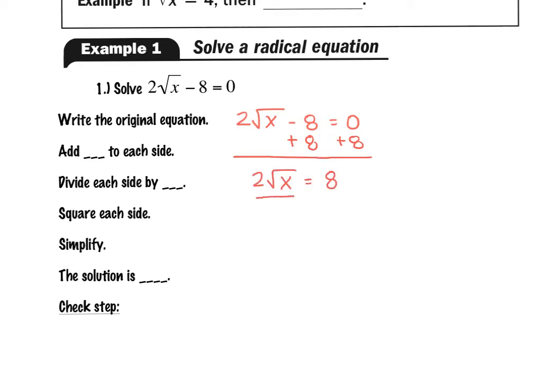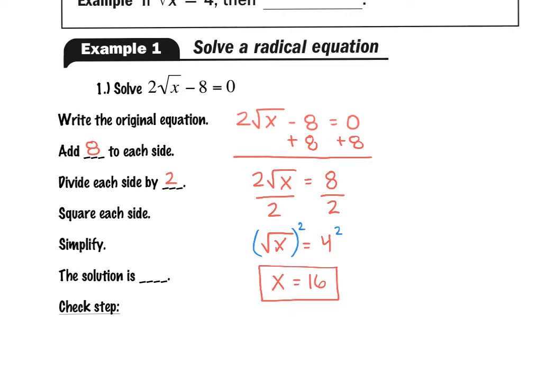Then I'm going to divide each side by 2. And I get that the square root of x equals 4. Again, my first goal is to get that square root sign completely by itself. Now, I don't want what the square root of x is, I want what just x is. And so to undo that square root sign, as we just talked about, I need to square it. And whatever I do to one side, I have to do to the other. So the solution here is that x equals 16.